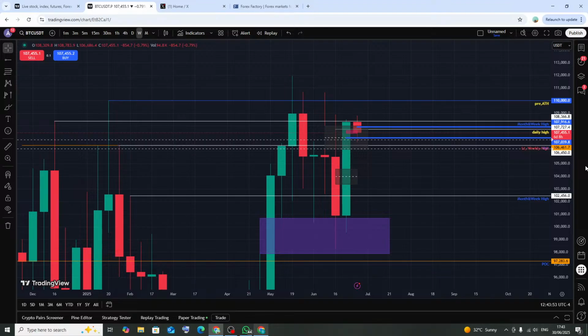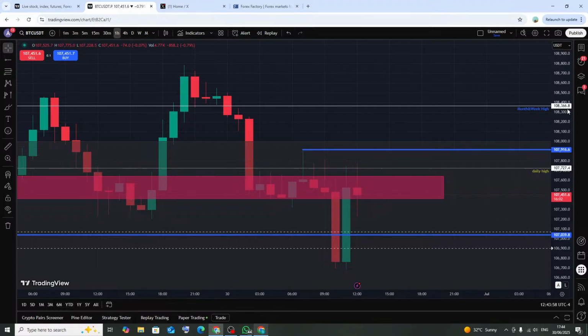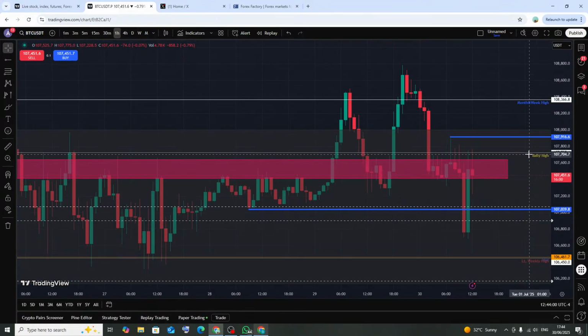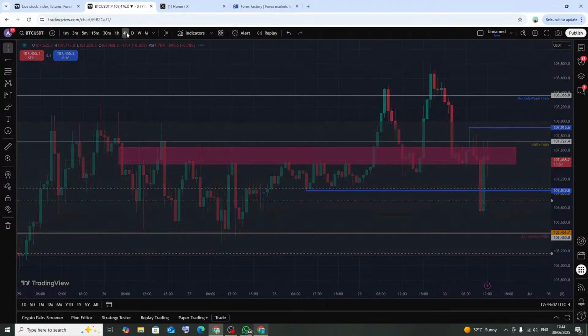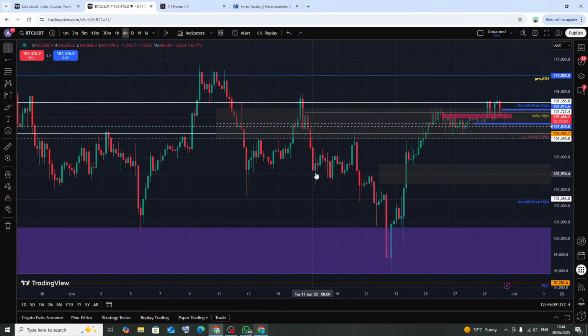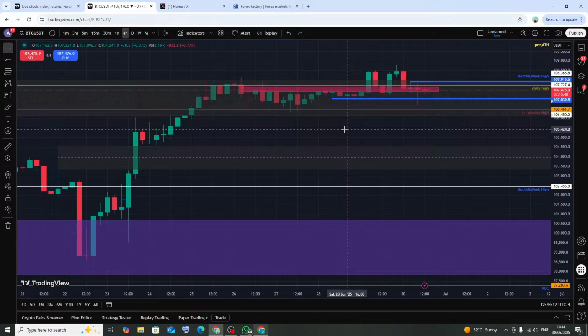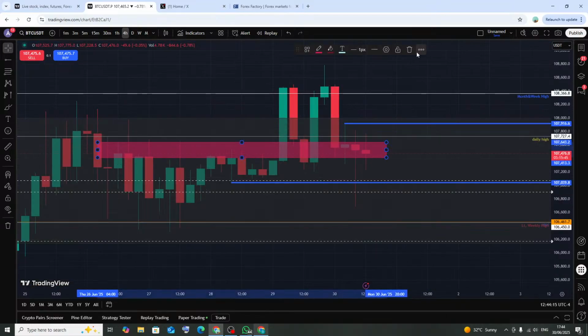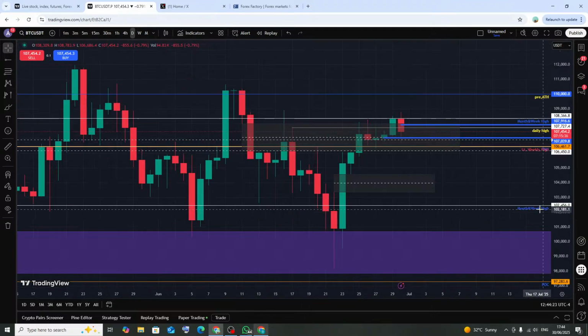Let me see if we need this pink area or not. There are quite a few new levels on the chart right now. We don't need old levels, by the way. So let me see, finish this one, close this one. We need these two levels for now, and I'll explain what we need.